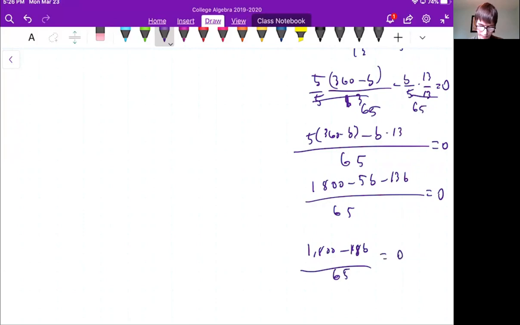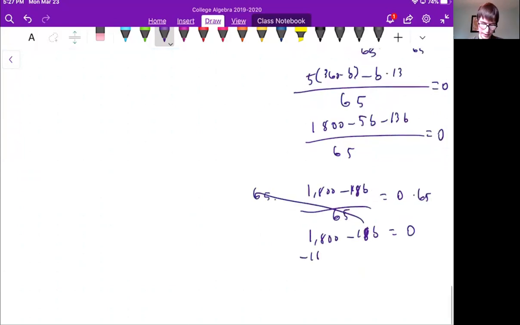equals 0. Okay. So here's what we're going to do. We're going to multiply both sides by 65. 65 times, these cancel out, so it gives us 1,800 minus 18b equals 0 times 65, that's just 0. Okay. And then we're going to get rid of that 1,800 because that's the next thing on the docket. So subtract 1,800 from both sides. That cancels out, so it gives us minus 18b equals minus 1,800.